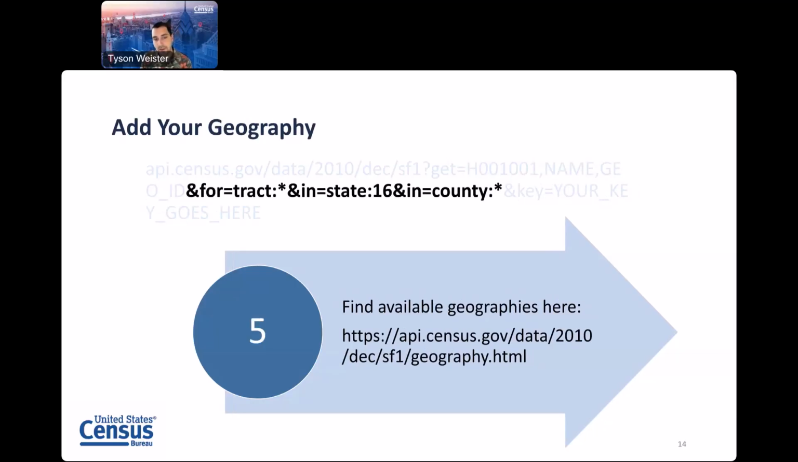After your list of variables, you will specify which geographies you want the data for. So in this example, I have &for=tract:* and &in=state:16 &in=county:*. Anytime you see the wildcard, it means that you're asking for all results for that particular option. So the way we read this is we want data at the census tract level for all census tracts in Idaho across all counties in the state.